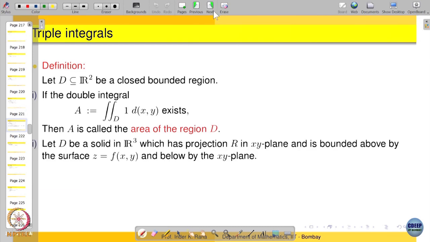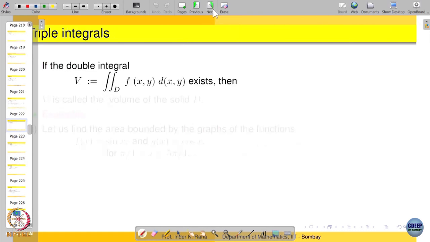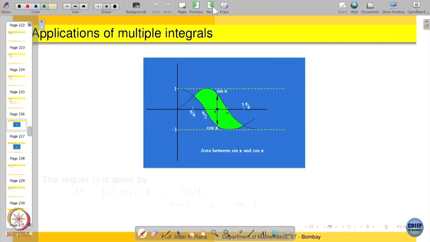When it is 3 variables, that gives you the volume of the solid bounded below by the surface z equal to f(x, y). That is one way of visualizing it. I think these examples are okay. I think these examples you can read.